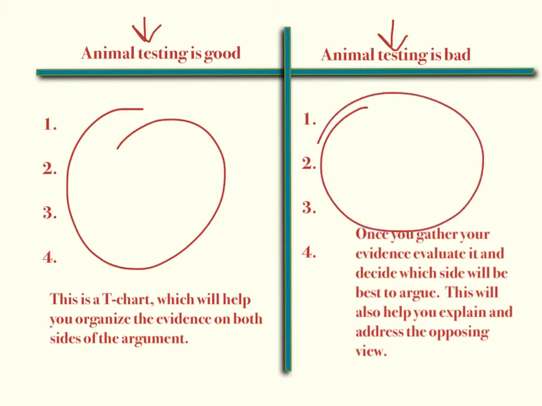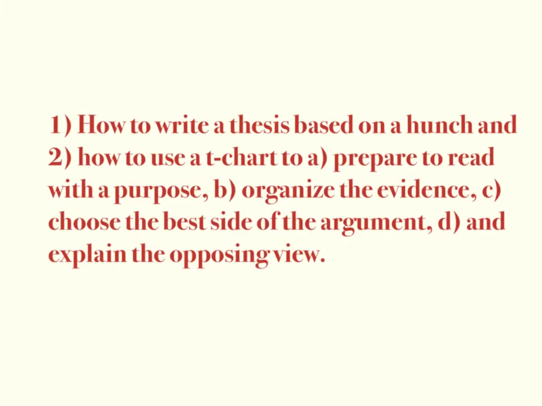Once you gather all of the evidence, you will evaluate what you gathered and decide which will be the best side to argue. Also, this T-chart will help you explain the opposing view. So in today's lesson, we learned how to write a thesis based on a hunch and how to use a T-chart to prepare to read with a purpose, organize the evidence that we read as we read it, choose the best side of the argument, and explain the opposing view. Good luck with your writing, and I hope you always use these strategies.